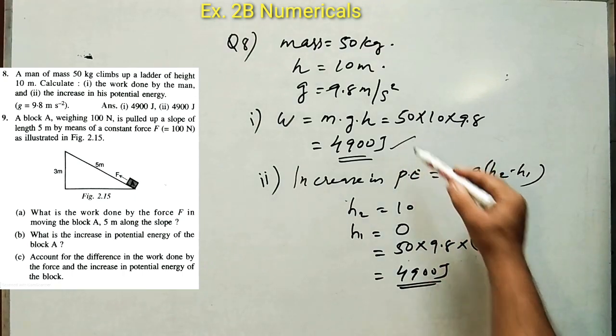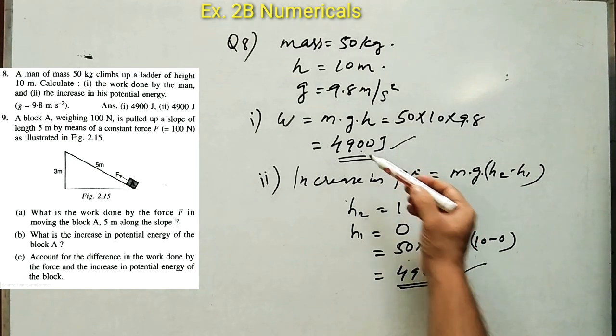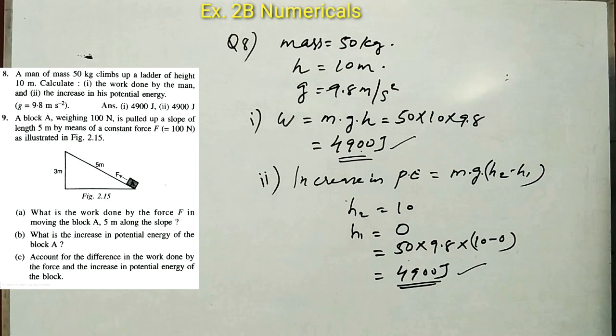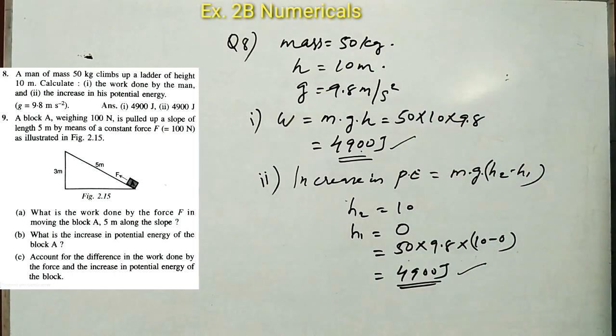So what do you understand from these two answers? As the man goes up through a height of 10 meter, he is doing a certain amount of work that will be stored in the man as gravitational potential energy. So the work done will be equal to gravitational potential energy when he goes up through a height of 10 meter. Clear? Steps are clear to you?